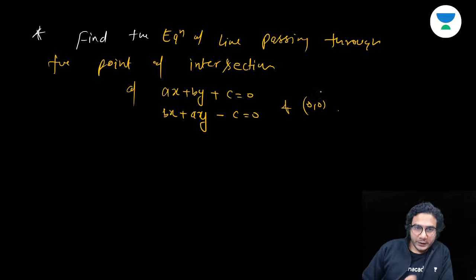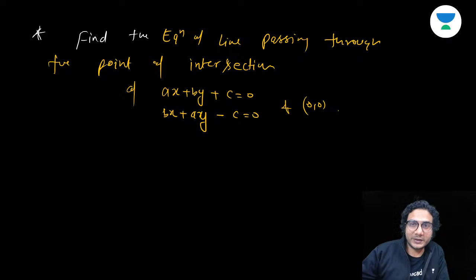Suppose we need to find the equation of a line passing through the point of intersection of these two lines in which numerical values are not given, because then finding the point of intersection is slightly lengthier. If numerical values of a, b and c are given, you can find the point of intersection easily, join it with the origin, and write the equation of the line joining 2 points. But in this, you need to solve this question without finding the point of intersection.